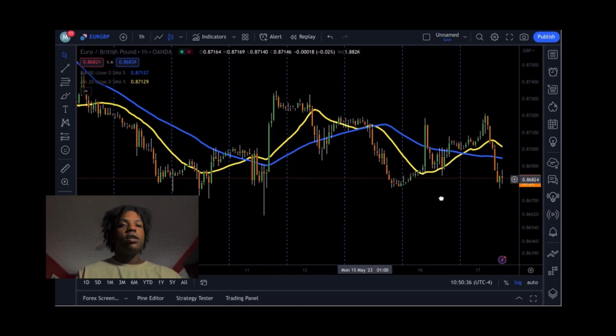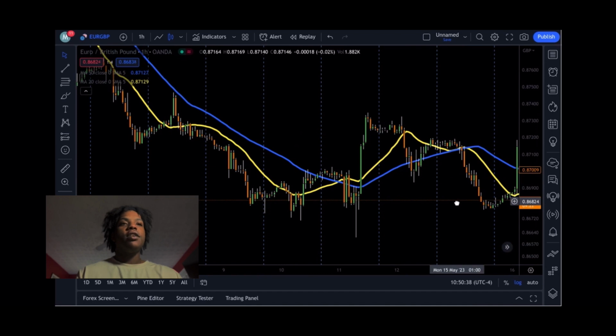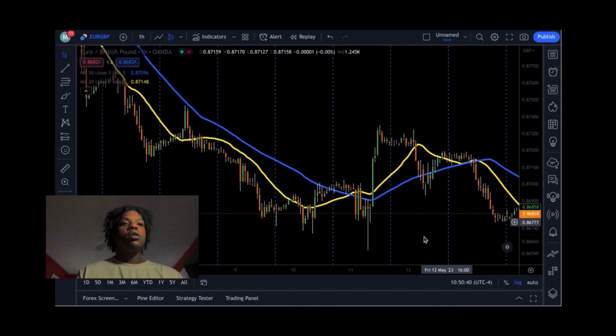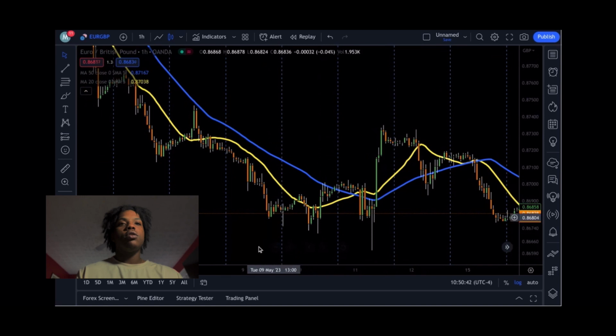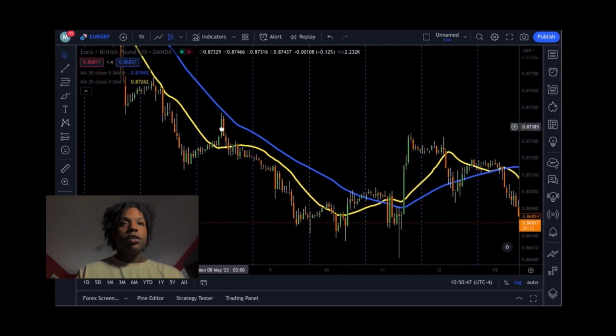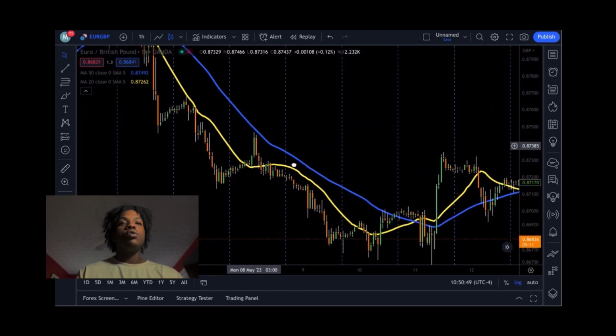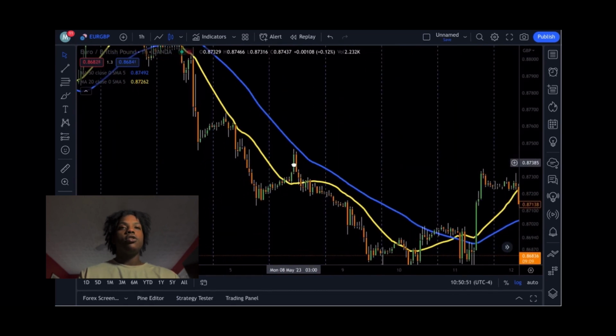So the basic fundamentals for having these SMAs on your chart is, I want you guys to make sure you write this down, right? So whenever you're looking, it depends on what kind of trade you're looking for, right?